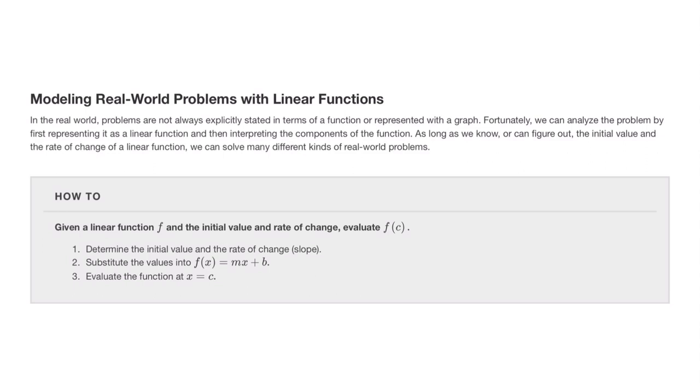So given a linear function and the initial value and the rate of change of the function, we can evaluate f of c: determine the initial value and the rate of change or the slope, substitute these into y equals mx plus b, and then evaluate the function at x equals c. Let's just see this in action.